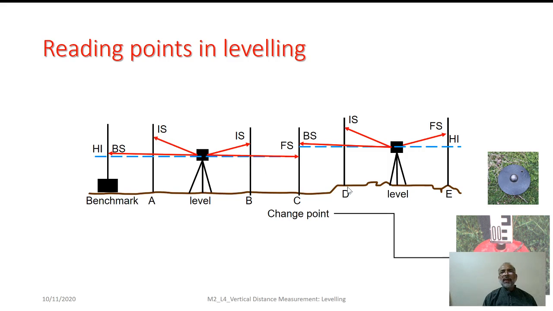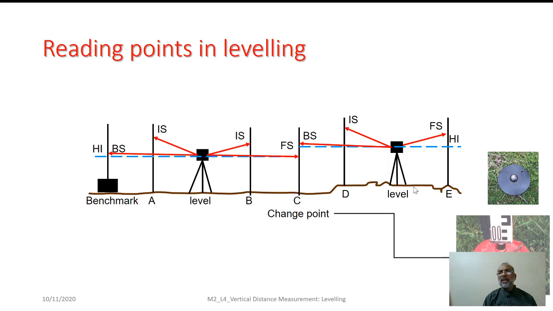Now, here this particular station D and E, etc. could have been placed at quite a longer distance. So from this particular first setup, we cannot take the reading. Hence, we have to shift the equipment to some other setup. In order to do so, here we adopt some station C. So as you see, for this particular setup, we have taken the last reading, that's why it is termed as foresight.